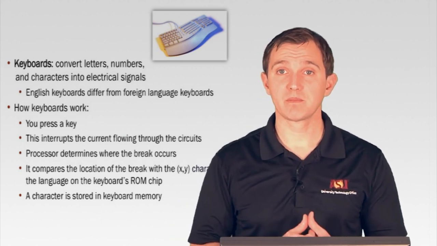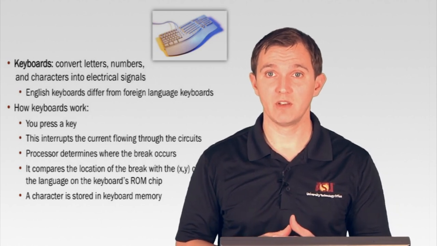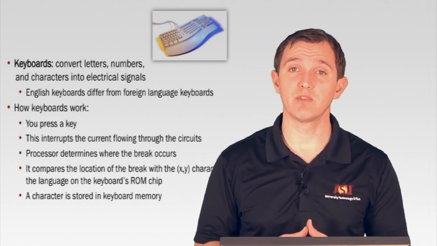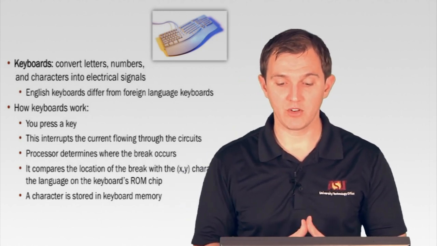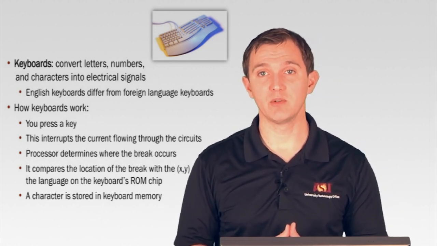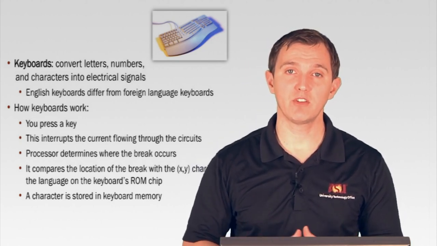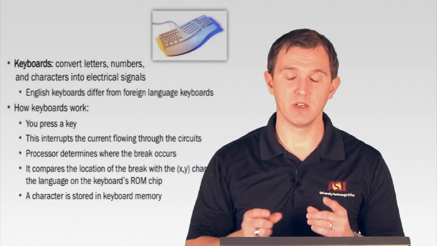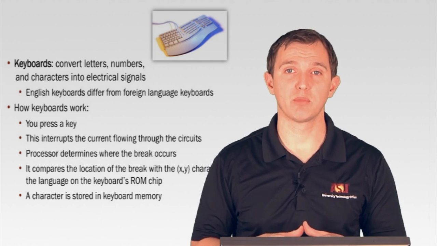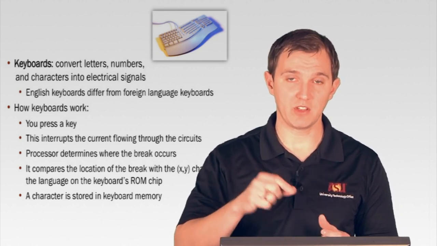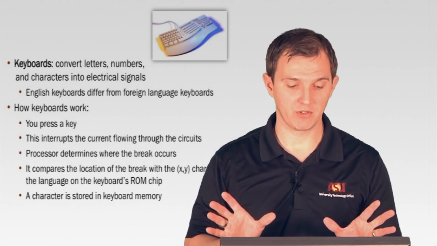A keyboard converts letters, numbers, and characters into electrical signals, positive and negative electrical impulses that your computer can understand. So English keyboards work differently from foreign language keyboards. Can you imagine that? How keyboards work, so there's a continual electrical signal going from your keyboard into your computer. And when that signal is broken, which is what happens when you press a key, the computer says, whoa, hey, signal's broken. What's going on? What's the purpose of this intrusion?